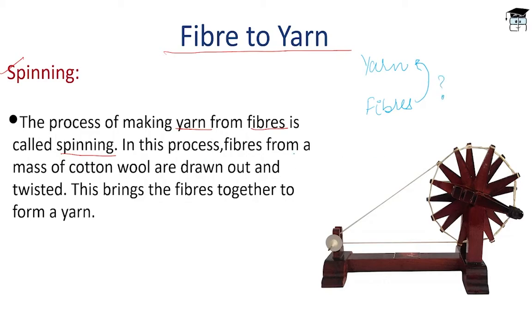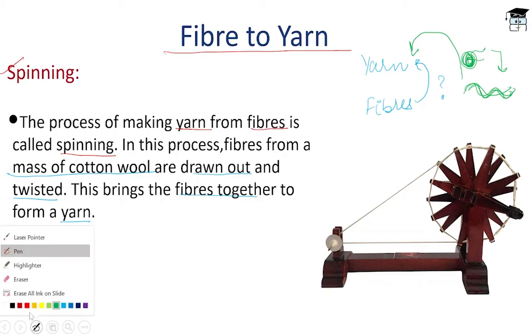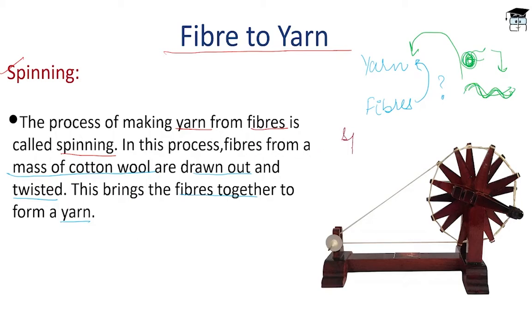In this process, fibers from a mass of cotton wool are drawn out and twisted. This brings the fibers together to form a yarn. For example, I have a cotton wool ball, which has fibers. Now these fibers are drawn out and twisted together to form a yarn. This is how it is done, and this process is known as spinning.